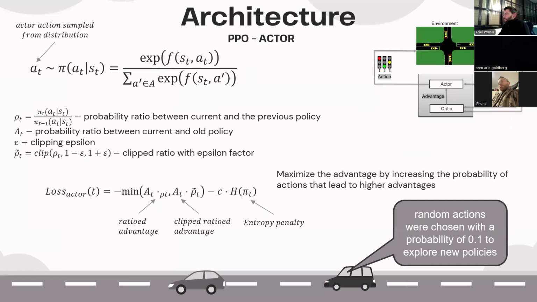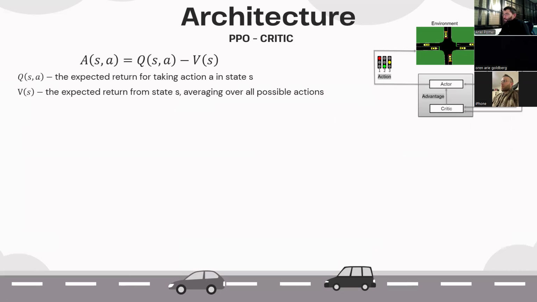So the actor tries to maximize the advantage that it is given, and it does it by increasing the probability of actions that lead to higher advantages. When it becomes too confident, it gets punished by an entropy loss. Also, we try to explore random actions once in a while to try different policies. The critic's goal is to give us a better advantage function.